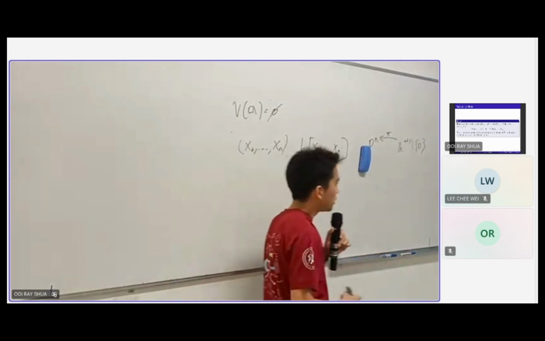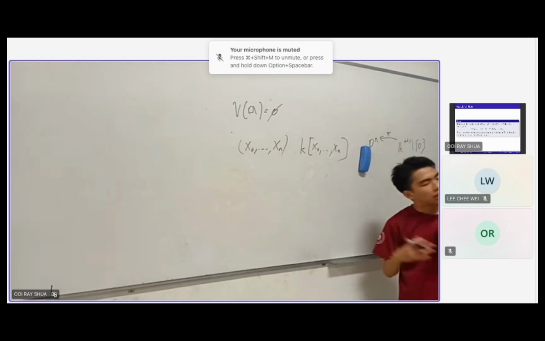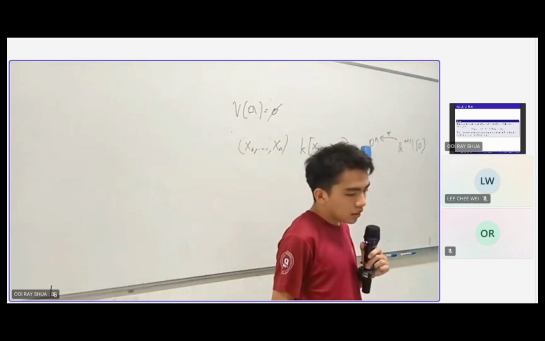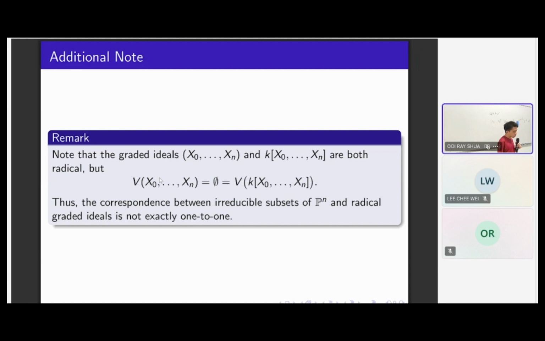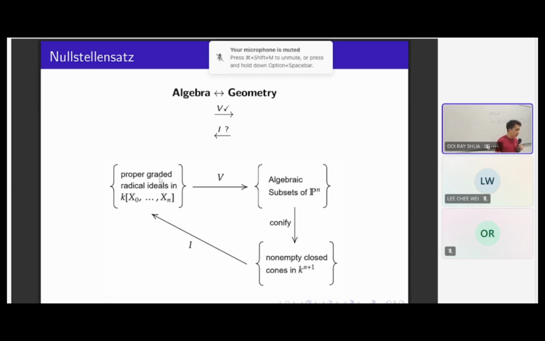But in fact, if you do the same computations as just now, you find that V(x0, ..., xn) and V of the whole polynomial ring are both equal to the empty set. This is just a small problem that it causes. All we need to do is add a proper meaning that the ideal is not the whole polynomial ring, these graded ideals. And with that, we have our original bijection again. Proper graded radical ideals for the polynomial ring correspond to the algebraic subsets of Pn.